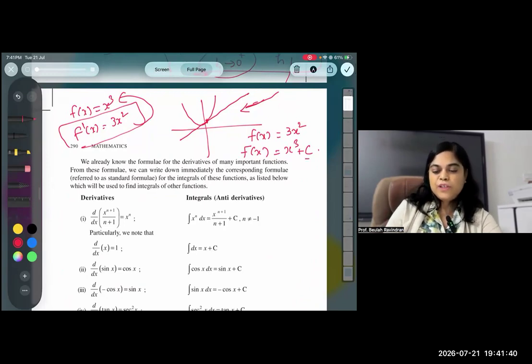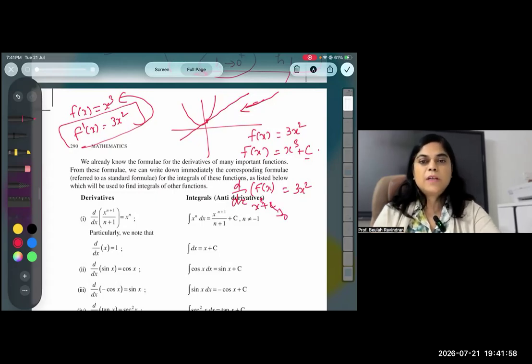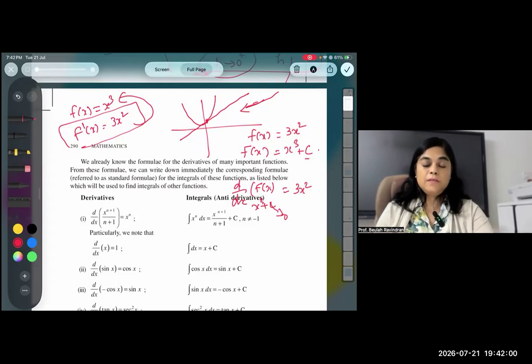If you differentiate d by dx of the antiderivative, that is x cube plus c, it will give you 3x square. So the c is any arbitrary constant. Because the derivative of any constant is 0, we are not including this. So only x cube is differentiated, and that will be 3x square.